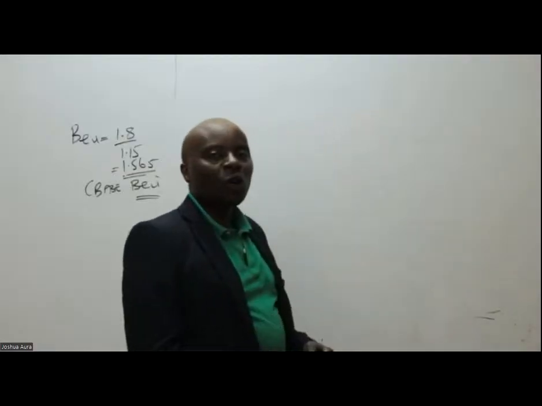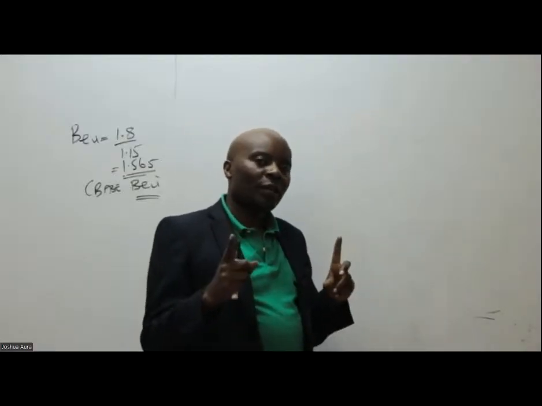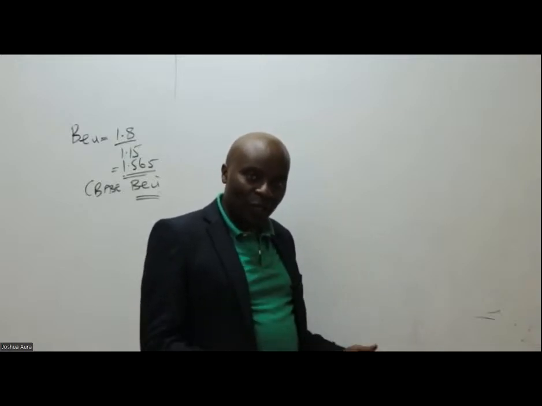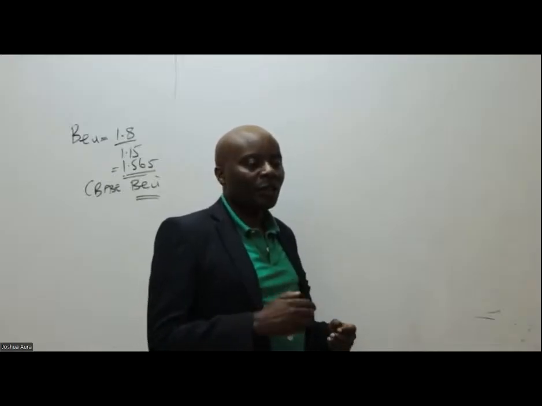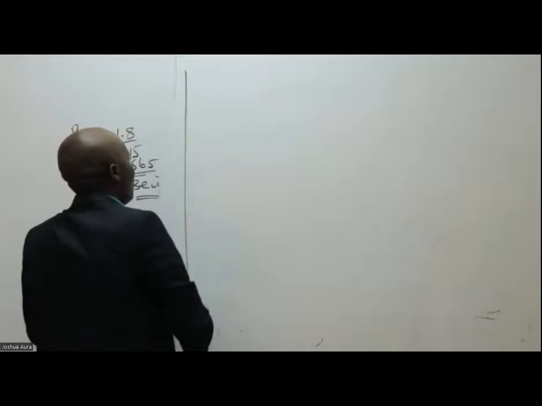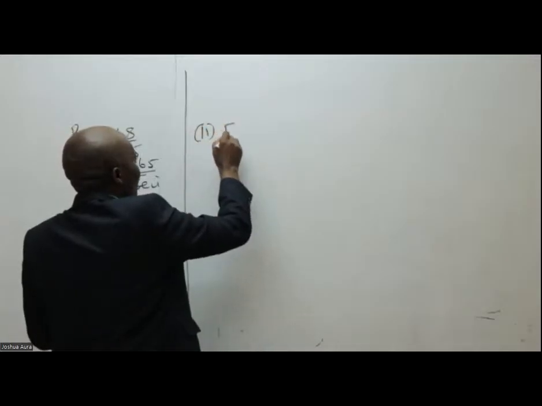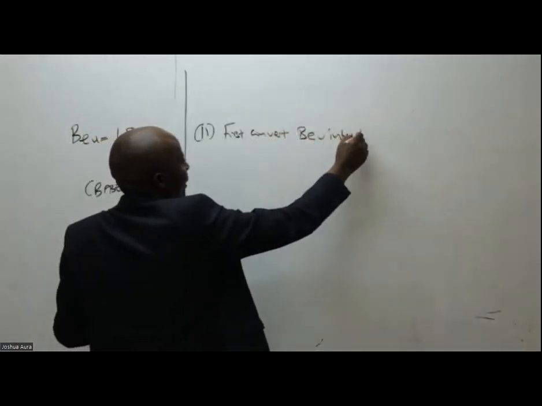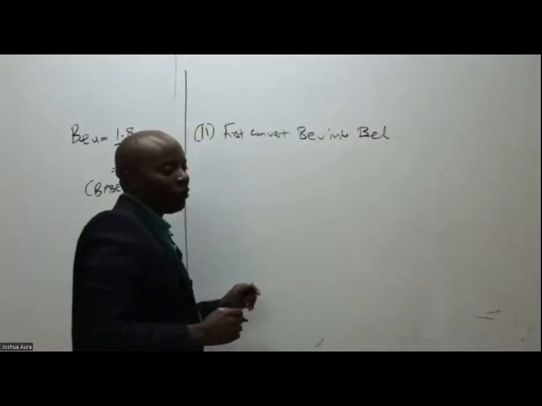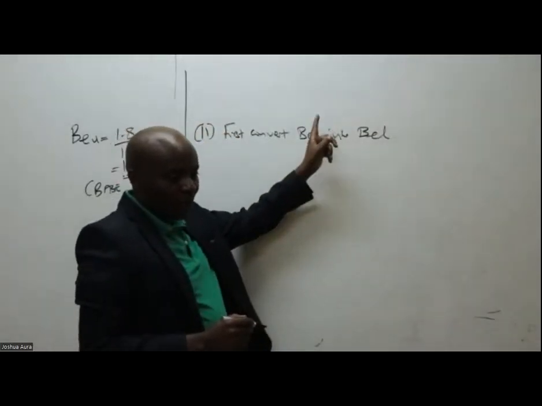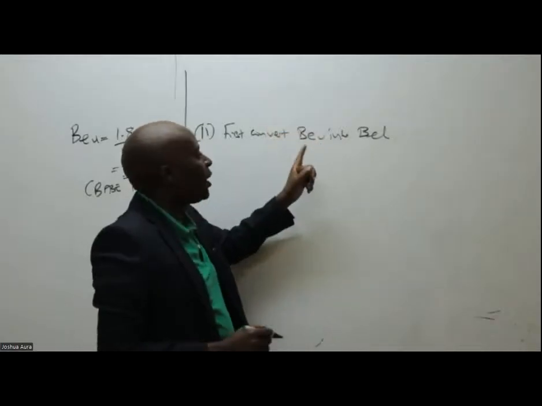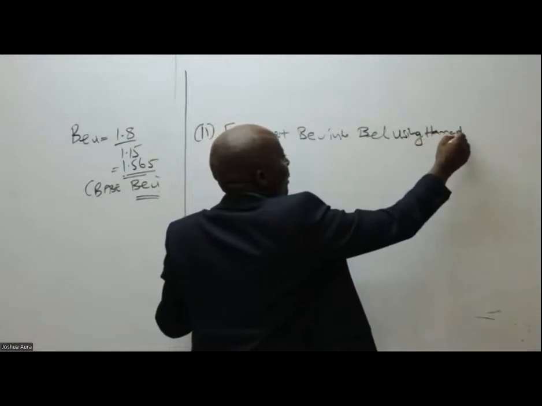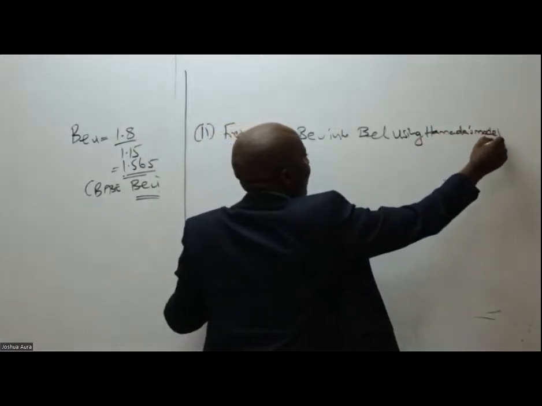It means that we must convert the BEU that we got there into BEL, because now the firm we are dealing with has debt. So the first thing we need to do here, Roman 2, is convert BEU into what? Into BEL, beta equity of a levered organization, using Hamada's model.